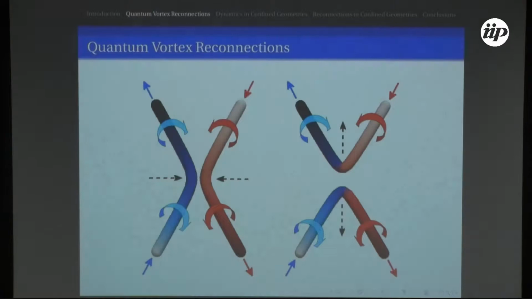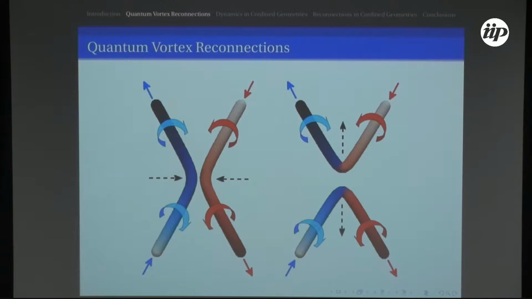So, quantum vortex reconnections. Okay, reconnection, this is the schematic situation where you have two vortices, they approach, they exchange strands, and they move away. Of course, in a way that it is possible to continue the flow, so the circulation can continue its topology.